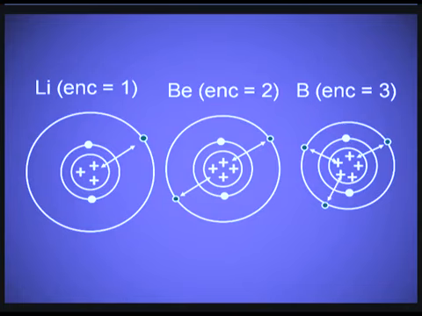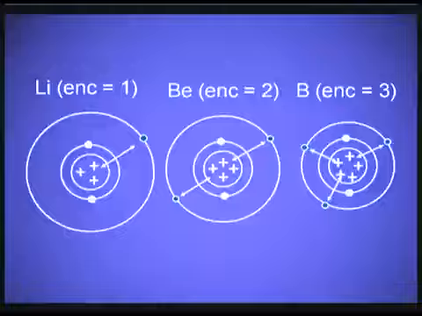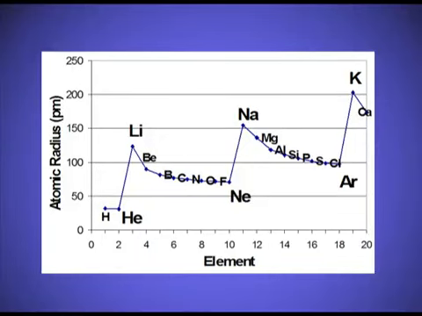From the picture, it is very much clear that the effective nuclear charge is increasing, but the shell is the same, and you can see that there is a clear decrease in the atomic radii from lithium to boron. Lithium is on the left hand side of the period while boron is on the right hand side of the period. Now it is the graphical representation.